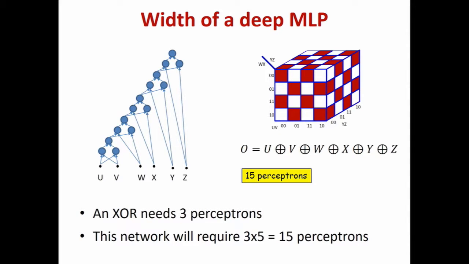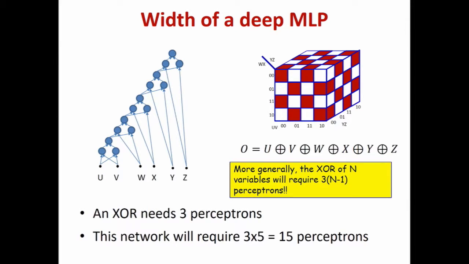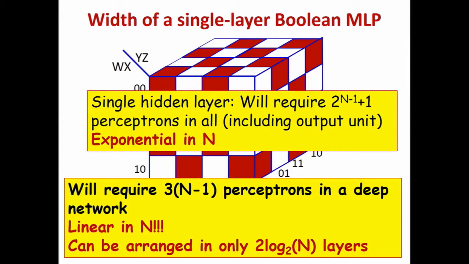What happens when I go to a 100-dimensional input? It's going to be 2 raised to 99 versus 2 times 99. Correct? So more generally, the XOR of n variables is going to require 3, actually 2 times n minus 1 perceptrons. And so something that requires an exponential number of units, if you're trying to do this with just one hidden layer, is going to require only a linearly sized circuit if you allow it to go deep. So you can see why depth matters, right?